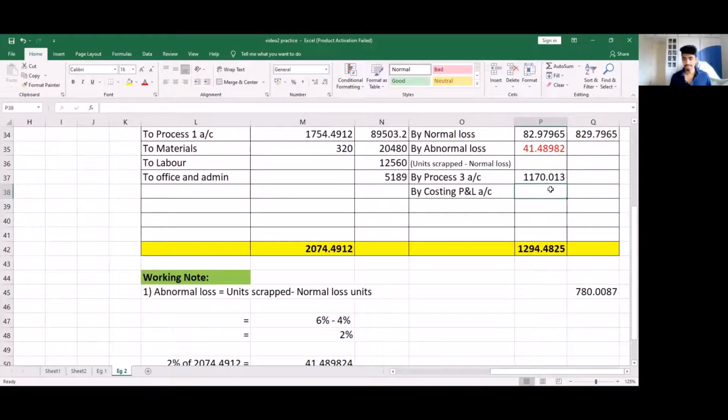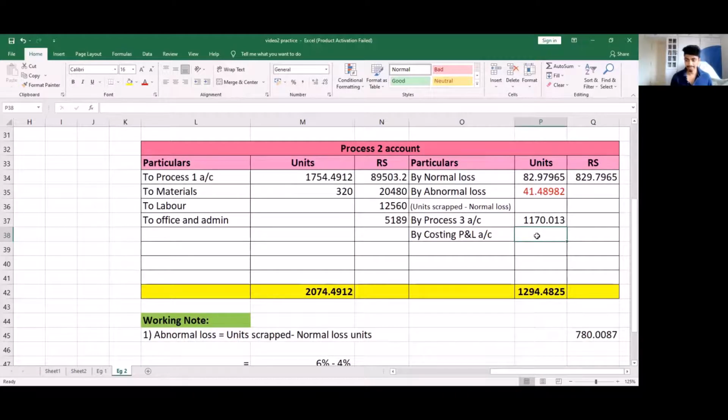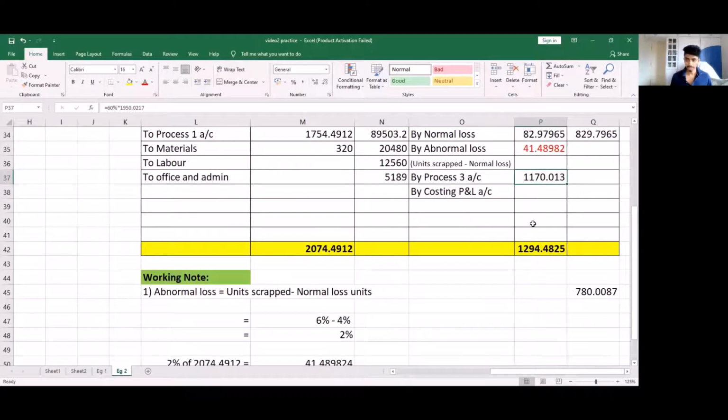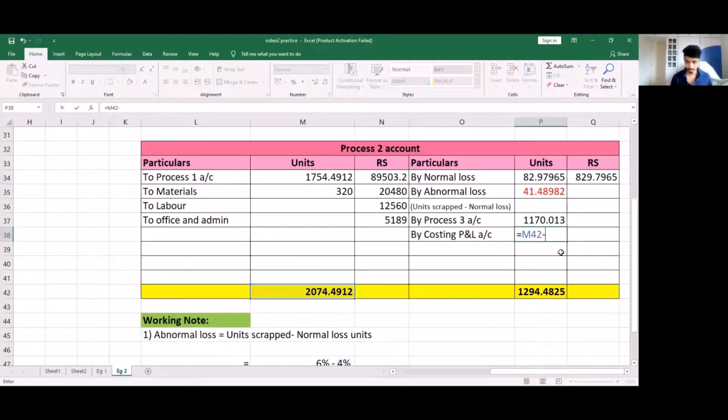And for costing P&L, like we did before, we can either do 40% or we can take the difference. I am going to take the difference. So the difference will be equal to 2074 minus 1294.4825. So this is our difference and the units have tallied. Now we calculate cost per unit so that we can find out abnormal loss and our finished goods.